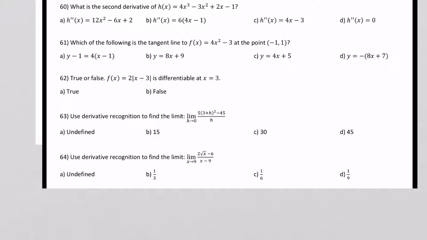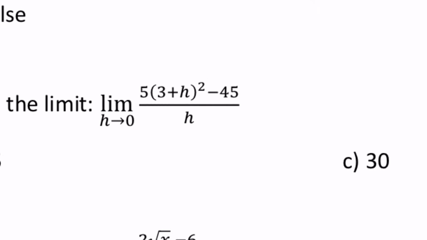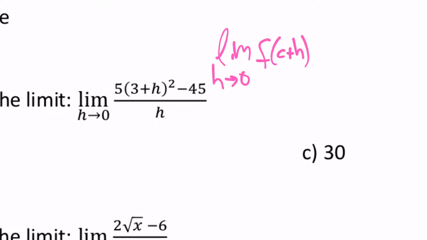All right, problem number 63, use derivative recognition to find the limit. What that means is that this limit is actually asking you to find a derivative, but you need to be able to recognize what the derivative is. Well, this limit is in the form, the limit as h approaches 0 of f of c plus h minus f of c over h. And it is the derivative, the limit definition of a derivative.